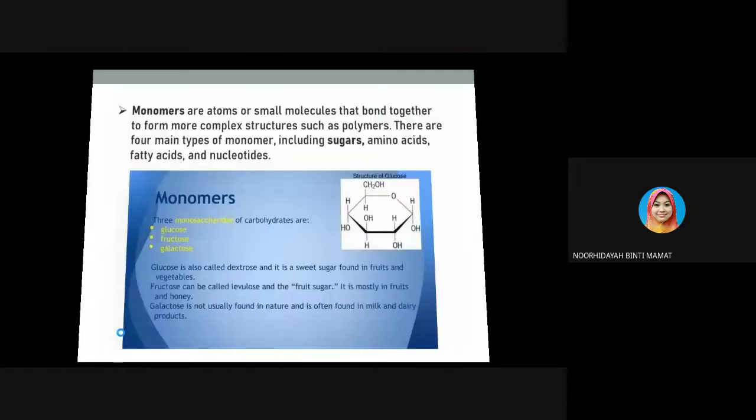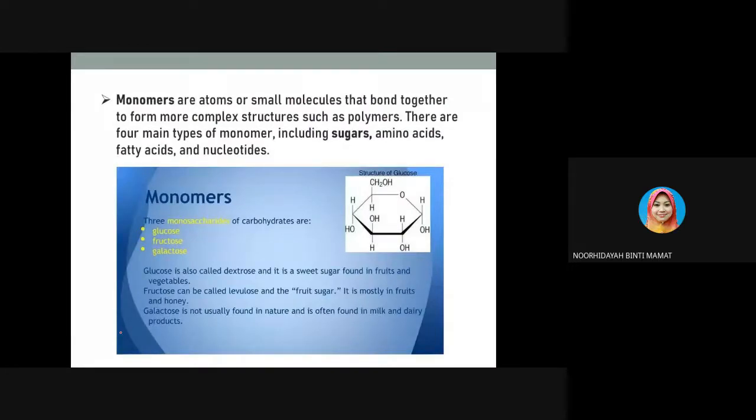Okay, so we were just talking about the classification of carbohydrates. What is the monomer of carbohydrates? Monomers are the atoms or small molecules that bond together to form more complex structures such as polymers. So monomer is one, polymer is many, right? There are four main types of monomer: sugar, which is the carbohydrate, amino acid, fatty acid, and nucleotides.